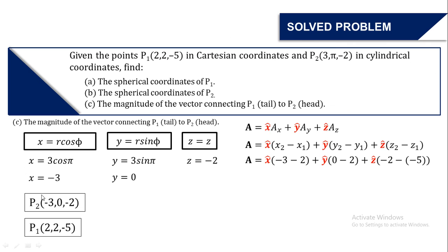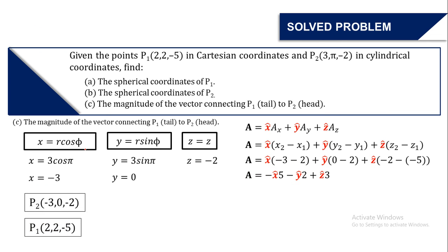So sa x, we have negative 3 minus 2. So that's x negative 5, no? Minus, dahil negative 2, y hat 2, plus z hat, dahil negative 2 ka, then minus minus, so plus na yan, so 3. Therefore, yung ating A is equal to negative x hat 5, minus y hat 2, plus z hat 6. Yeah, si z hat 3 pala ito. Sorry. So, that's z hat 3.